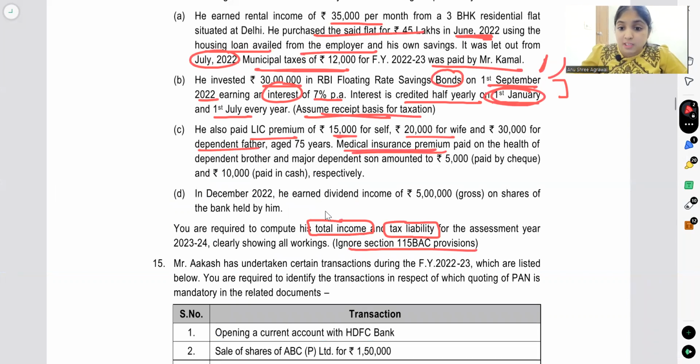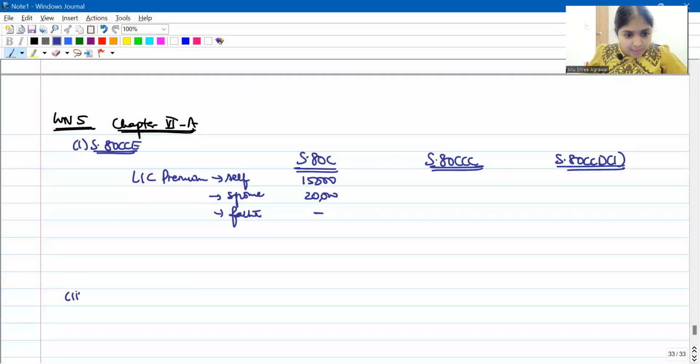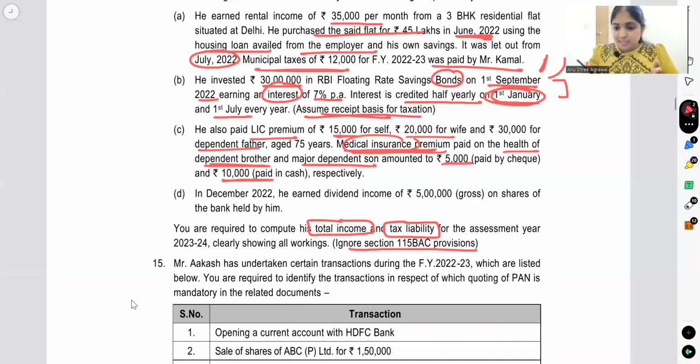Then he's paying medical insurance premium on the health of a dependent brother and a major dependent son. 5,000 paid by cheque, 10,000 paid in cash. Medical premium will go to which section first of all? 80D. So I will leave some gap. I'll start another section, section 80D. Now in 80D, if you see, there are 2 buckets, family bucket and parents bucket. In the family bucket, I have self, spouse, and dependent children. So first of all, will the dependent brother be covered? No, only self, spouse, dependent children. Brother will not be covered.